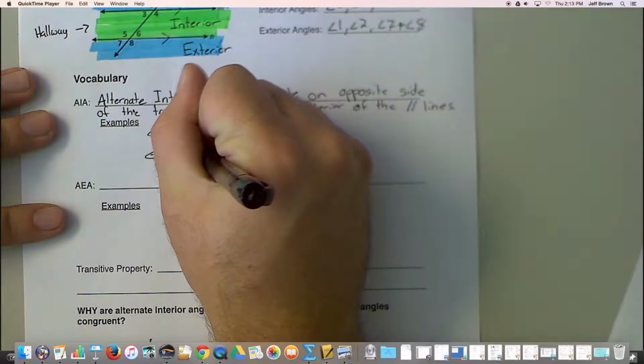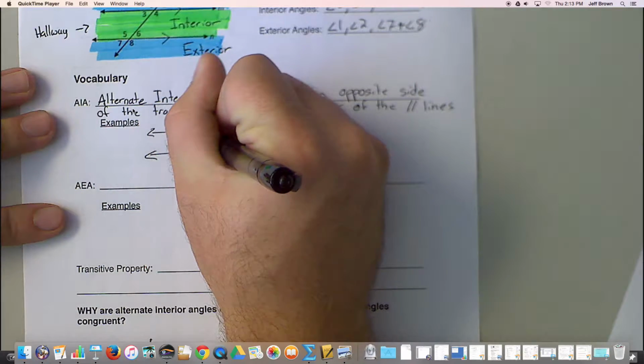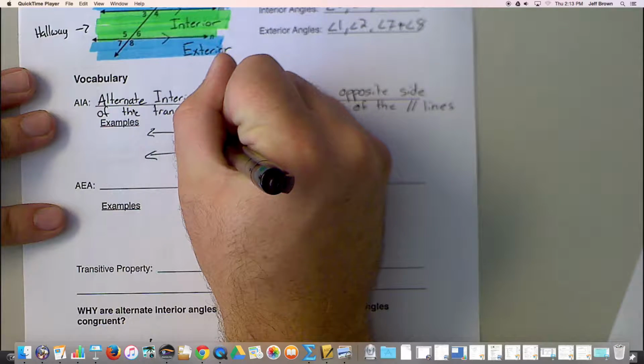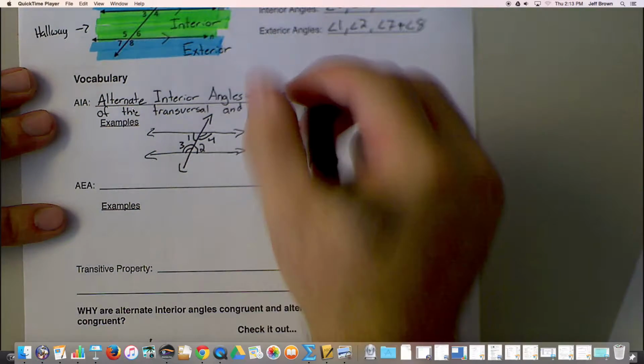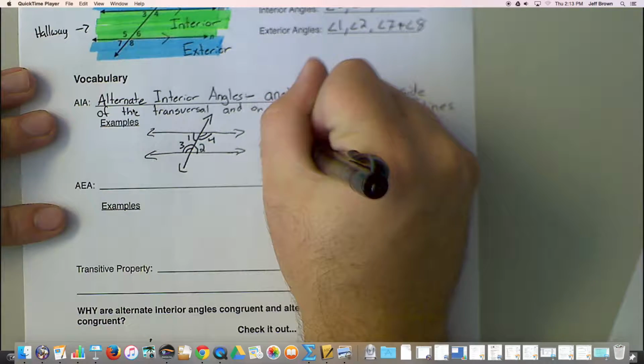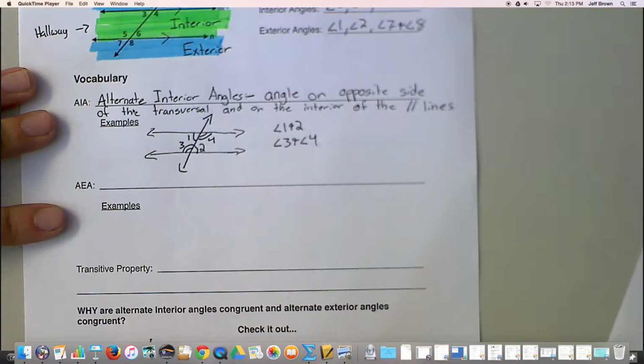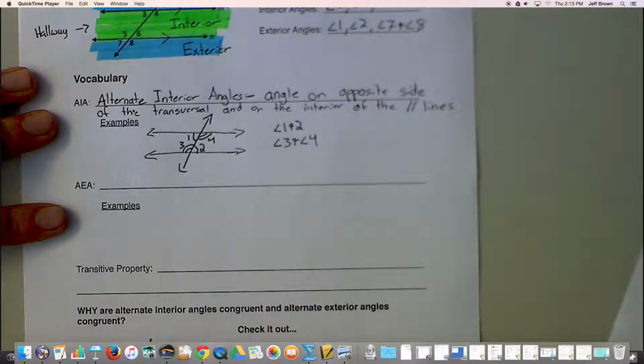I also have another pair here. I'm going to label them with 2 lines. So angle 3 and angle 4, what I just drew there. Those are both alternate interior angles. I'll give you a chance to write that down.